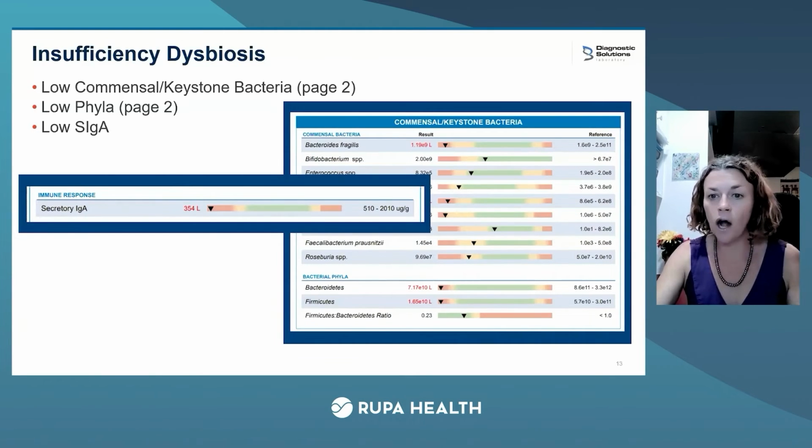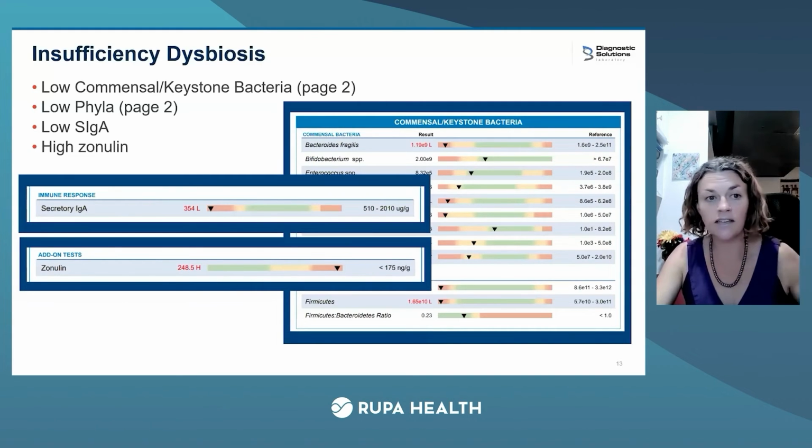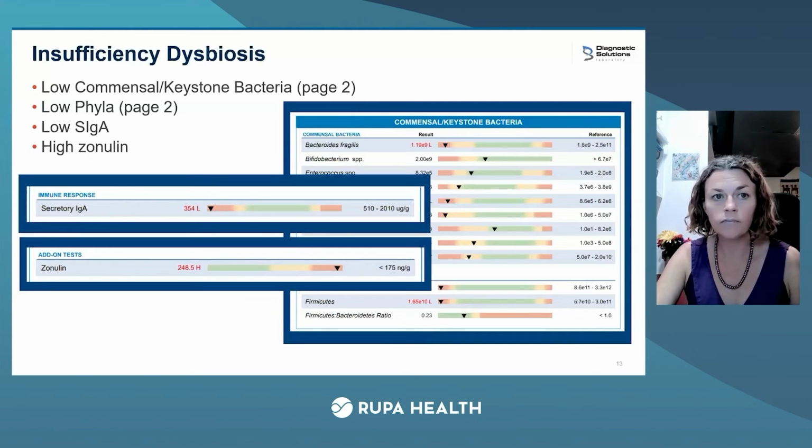And then this is also largely a leaky gut picture as well. So it's very common to see this pattern with a high zonulin if you are opting to add on zonulin to the test.